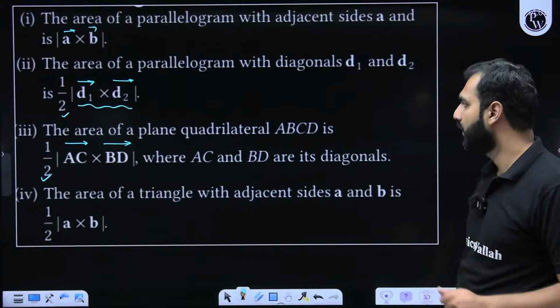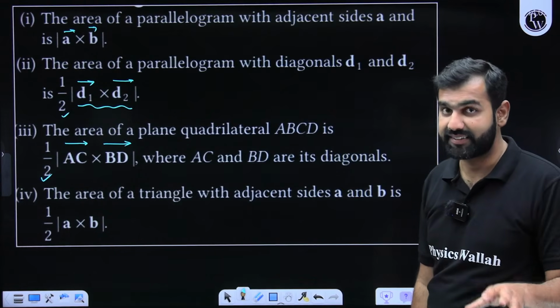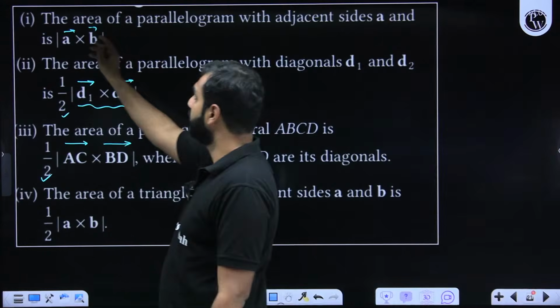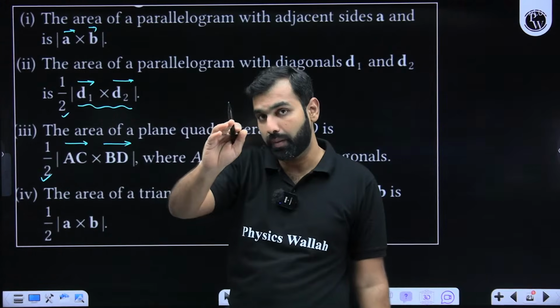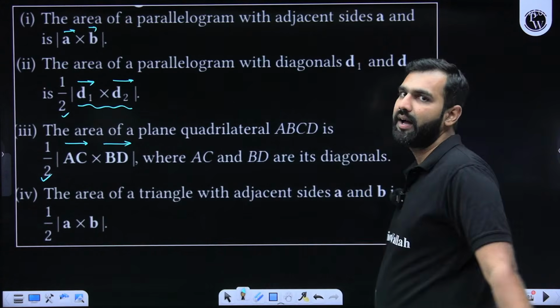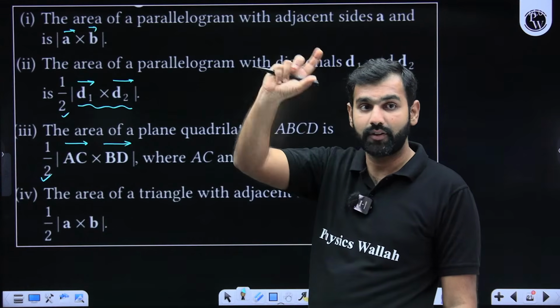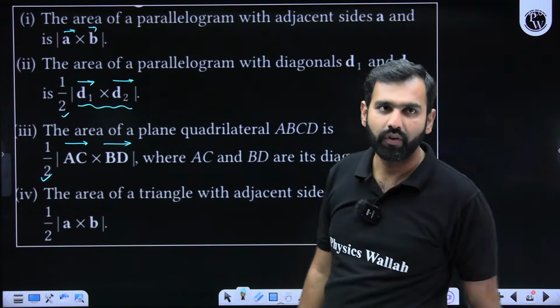Mind you, students, the area of a triangle which has adjacent sides, let's say A and B. Of course, if it was a parallelogram, then it will be the magnitude of A cross B. But if it is a triangle, then it will be half of A cross B, because for a parallelogram, two equal congruent triangles will get formed. Can I move ahead with that?